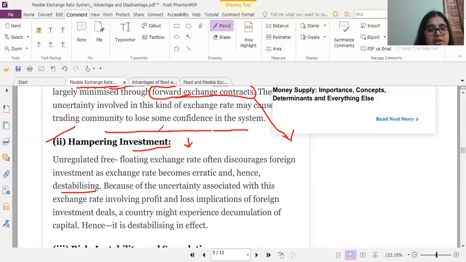Again, this point is linked to this. Why is investment hampered? Because of uncertainty, right? With this exchange rate involving profit and loss implications. I just gave you an example of loss here.